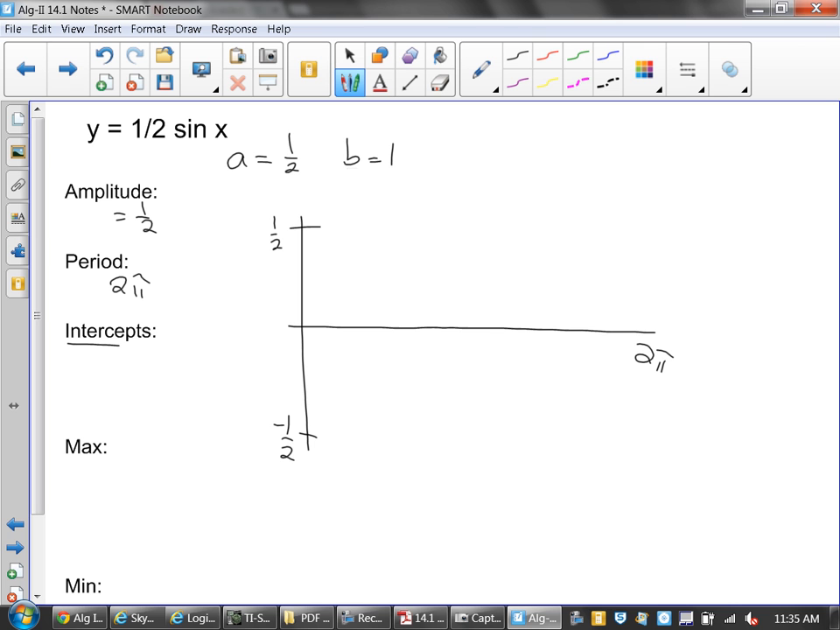When my period is 2 pi, that's the easiest one I can graph, because it's just basically plotting the quadrantals. This is a sine function, so where does it start? Starts at 0. Goes to what?